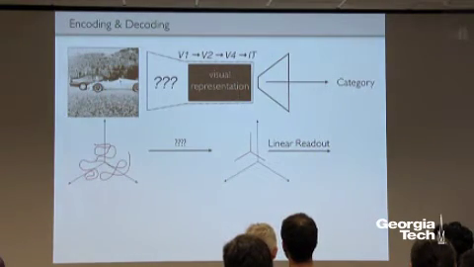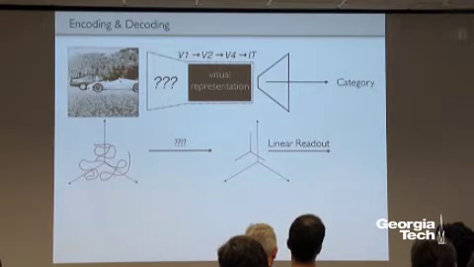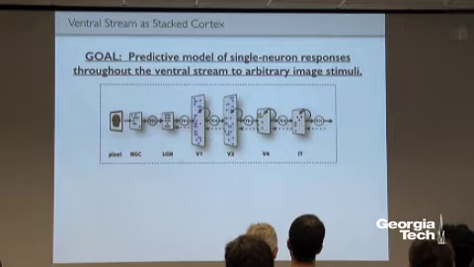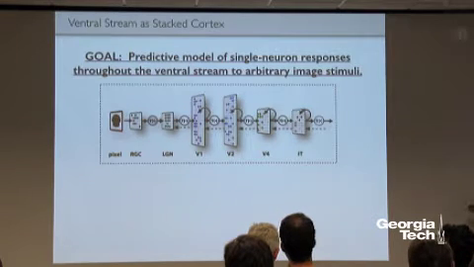So what this basically says is that somehow that visual representation, by the time you get up to IT, is doing this decoding, this untangling, in such a way that linear readout is able to predict, say, category behavior, right? So all this is a long way of saying that a predictive model of neural responses in this pathway is of interest, okay?